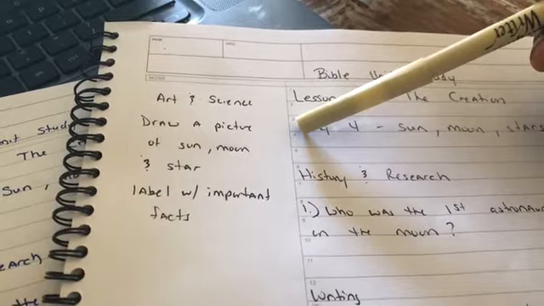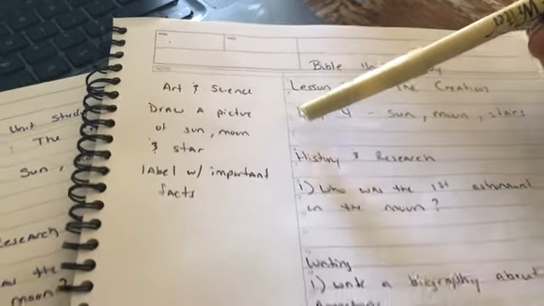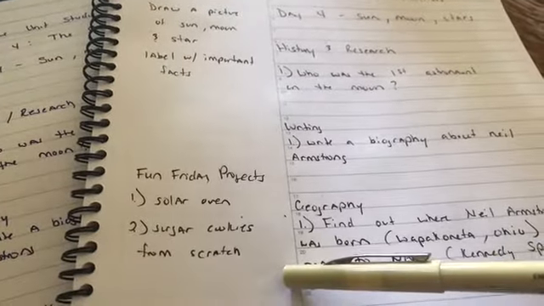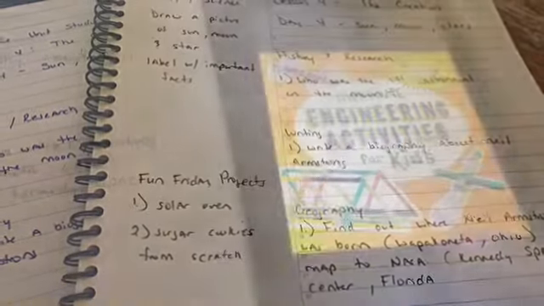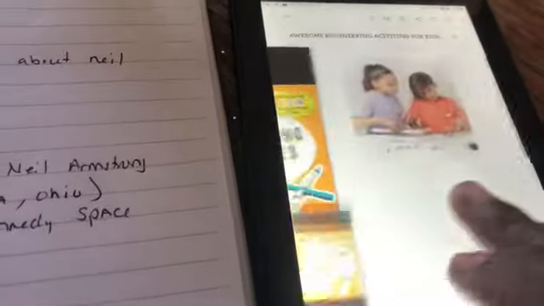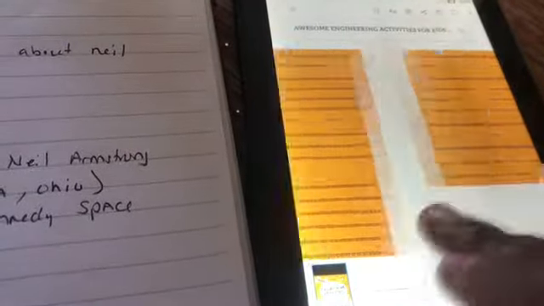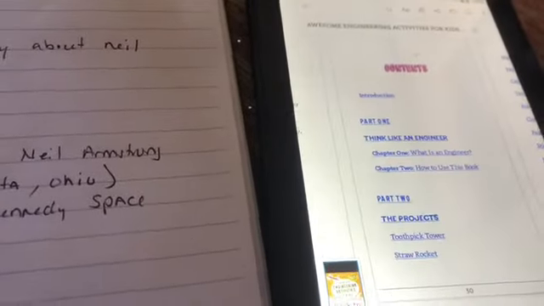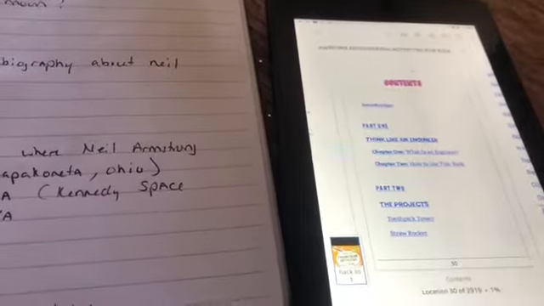And then for art and science, we're just going to draw a picture of the sun, moon, and the stars, and then they're going to label it with important facts. And then right here, you see me with the tablet. I'm looking for fun projects for the kids to do since I have the other bases covered with like writing, geography, and art and science.